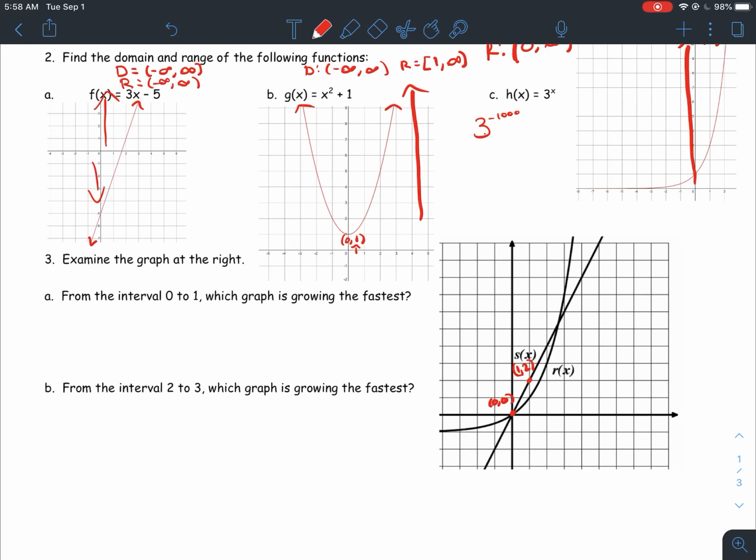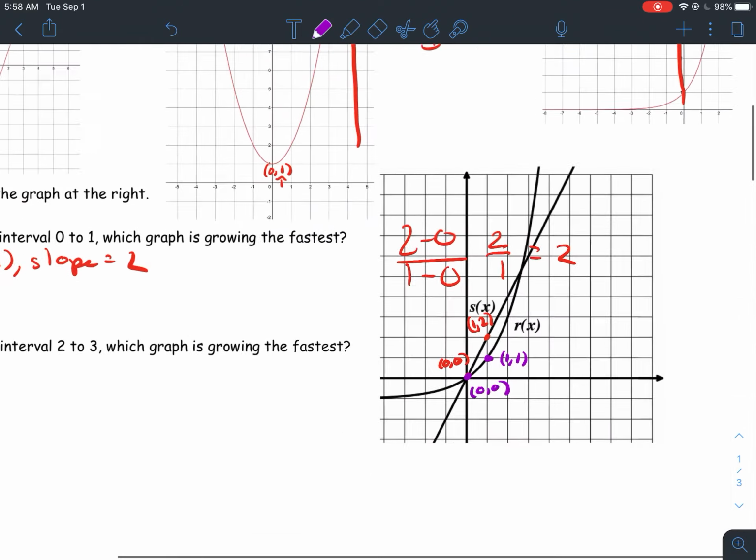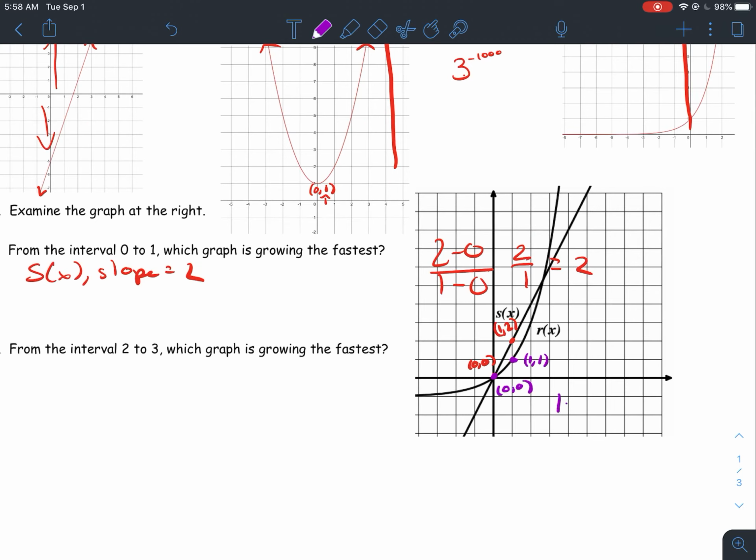So let's find the slope of s of x on 0 to 1. It'd be 2 minus 0 over 1 minus 0. We get 2 over 1, which is just 2. So we know that s of x, its slope, equals 2. So now let's go ahead and find the slope of r of x. This also has a point at (0, 0). But then at 1, it's got (1, 1). So if we find the slope, we get 1 minus 0 over 1 minus 0. We get a slope of 1.